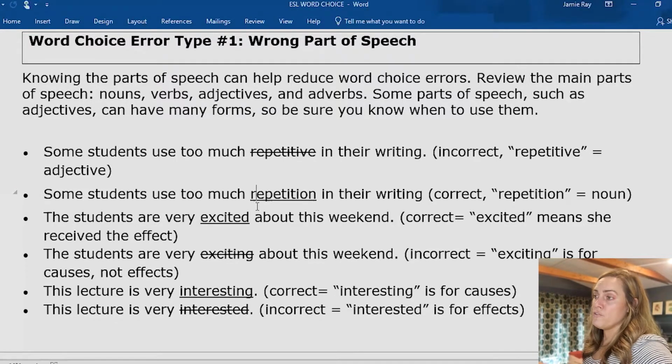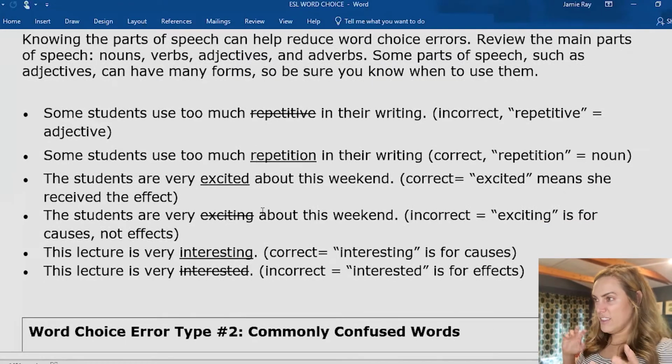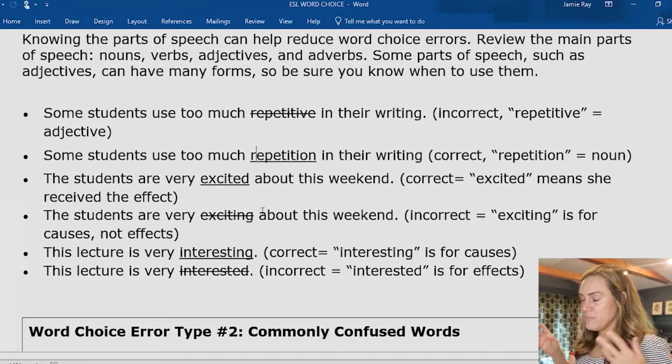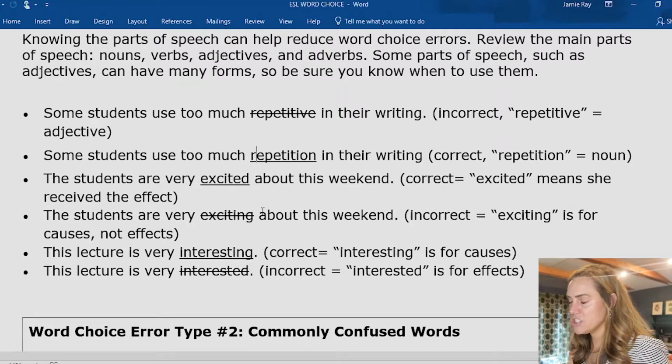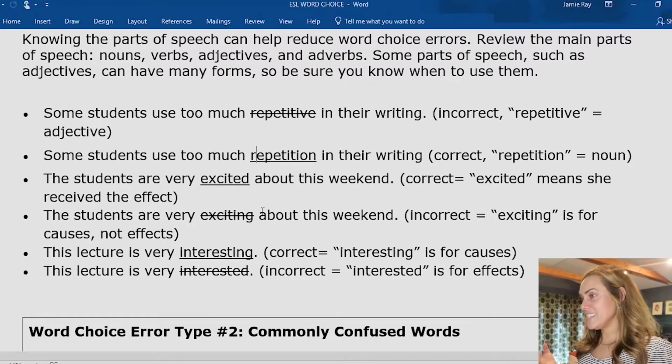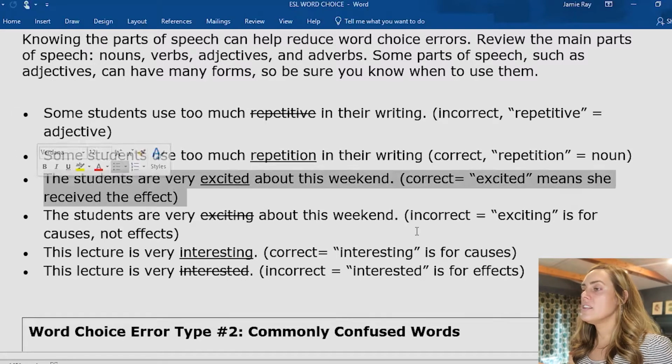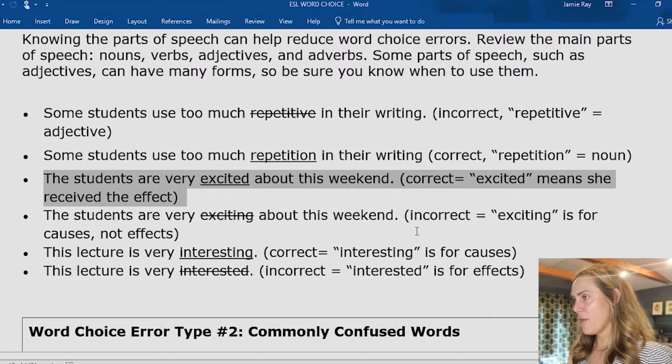Another type of word form error that I see with the noun, adjective, verb, that kind of thing is when we're looking at participle adjectives. A participle adjective is an adjective, but it looks like a verb. It has an ed or an ing at the end. Like this. The students are very excited about this weekend.